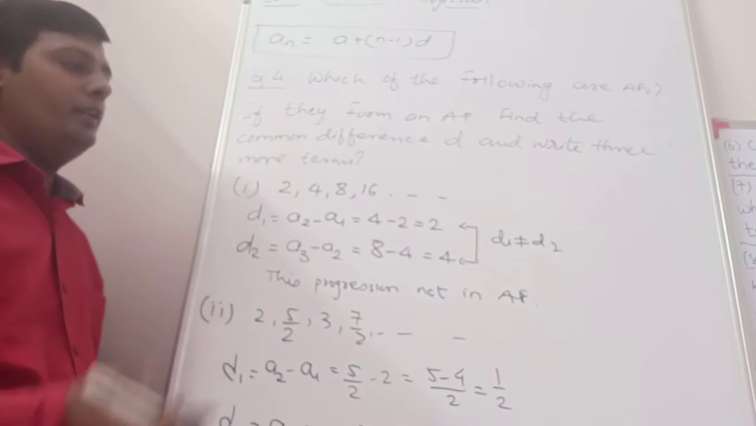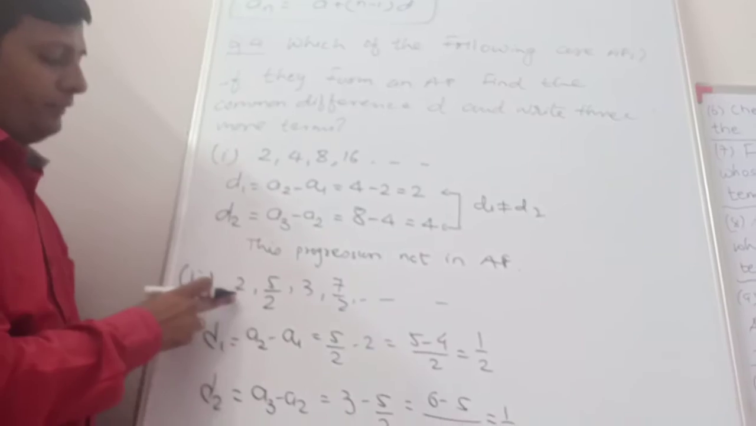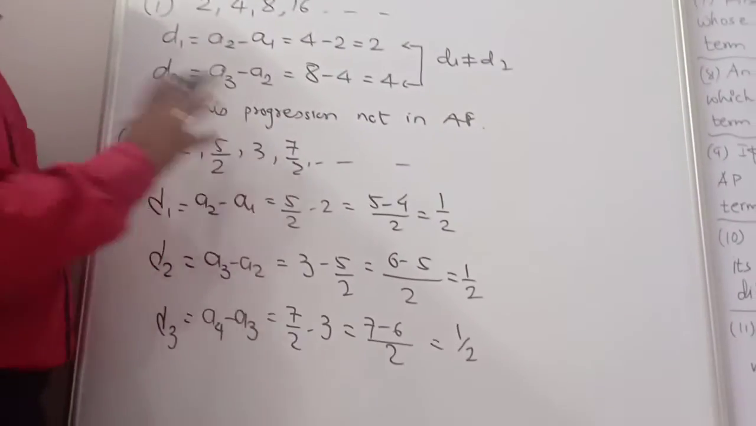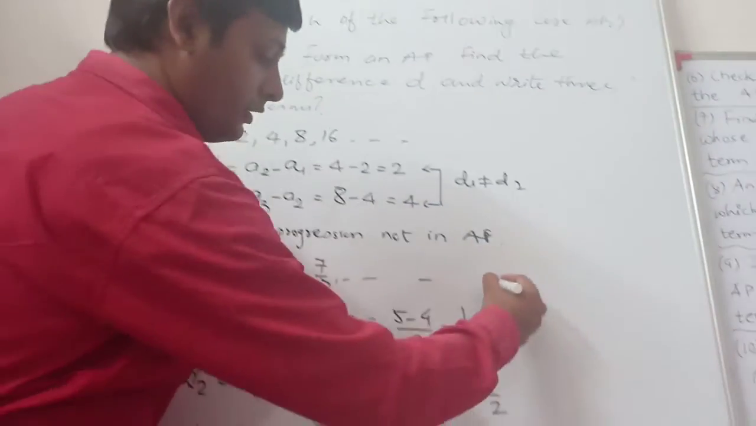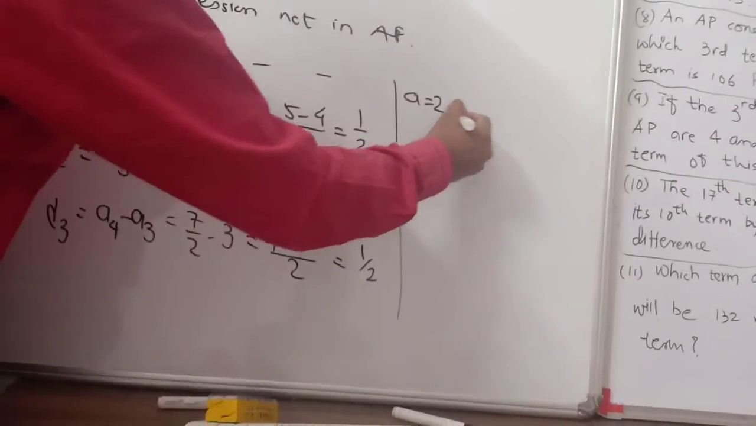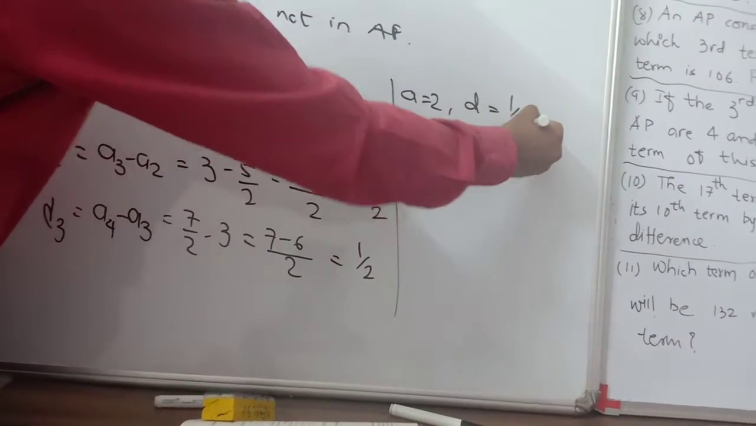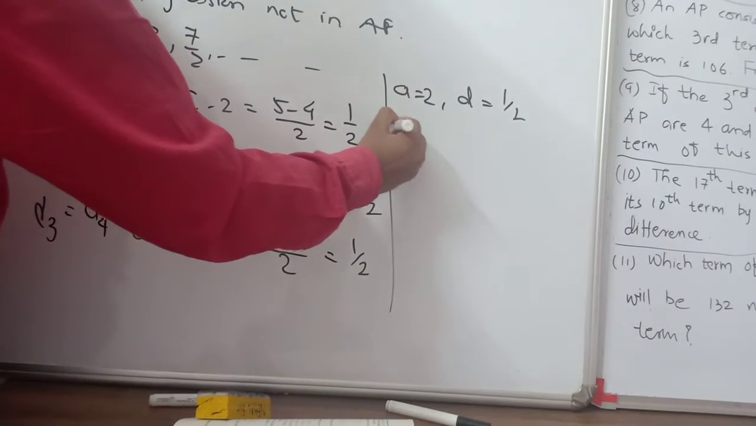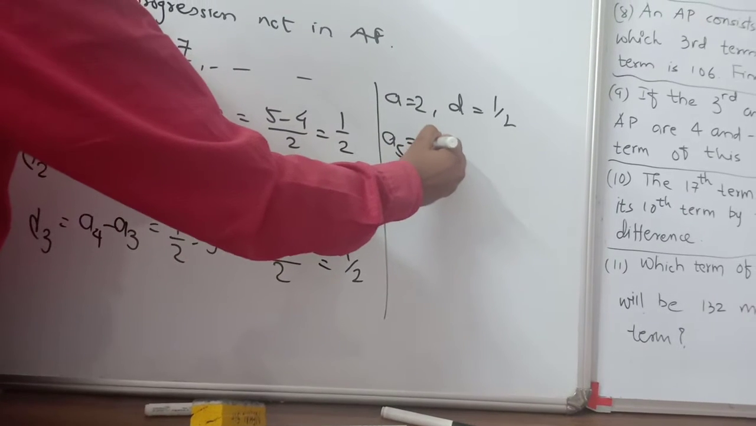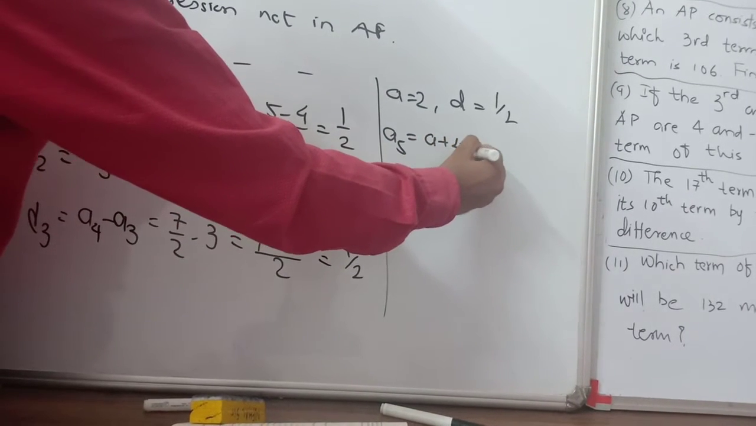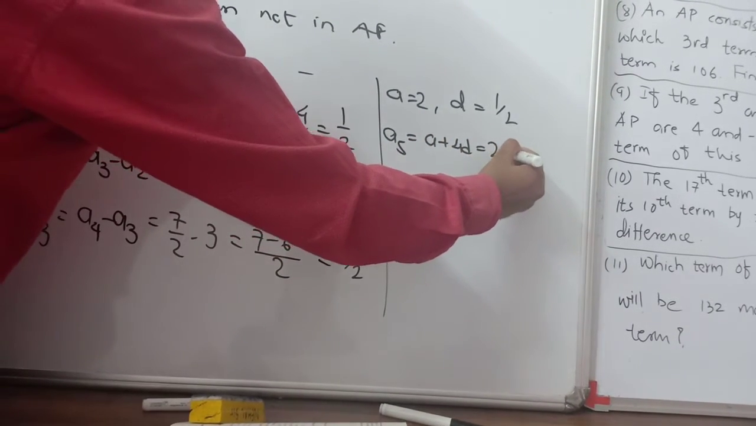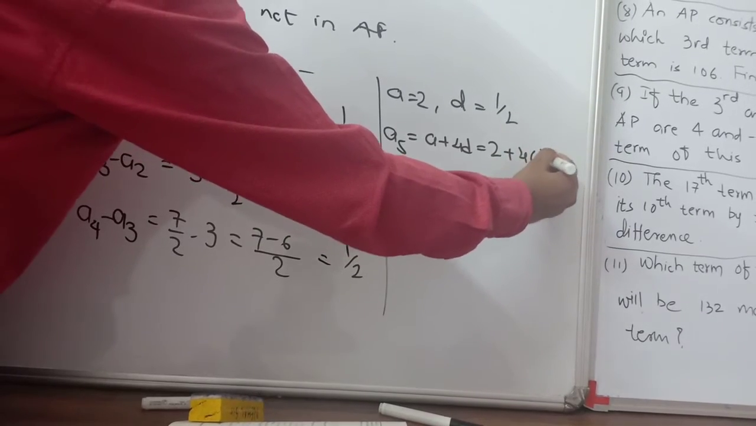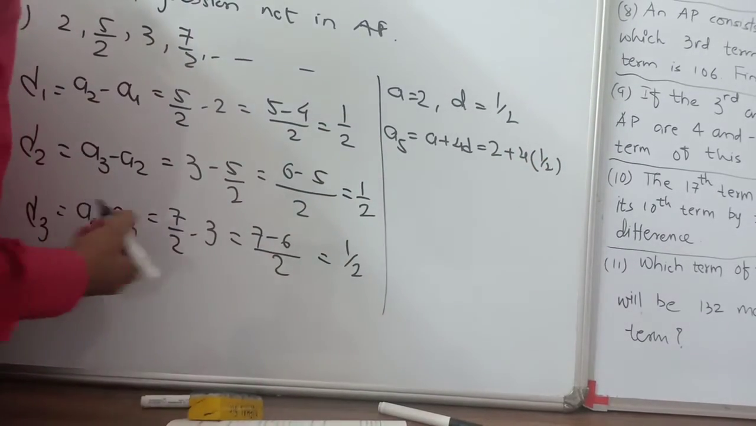AP hai, so we find out the next 3 terms. First term, second term, third term, fourth term are already given. We find out the 5th, 6th and 7th, right? So a is equal to the first term, that means 2, and your common difference is equal to 1 by 2. Now you find out the fifth term. Formula a plus 4d. a is equal to 2, 4 and d is equal to 1 by 2, right?